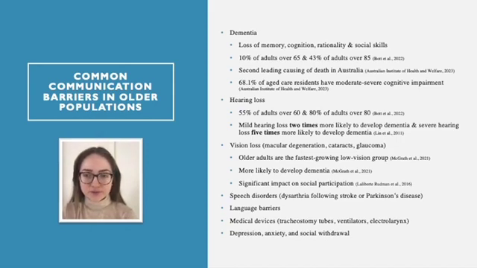For example, dementia is a common condition in aged care facilities, affecting approximately 10% of adults over the age of 65 and 43% of adults over the age of 85. Dementia is the second leading cause of death of Australians and the leading cause of death for women.